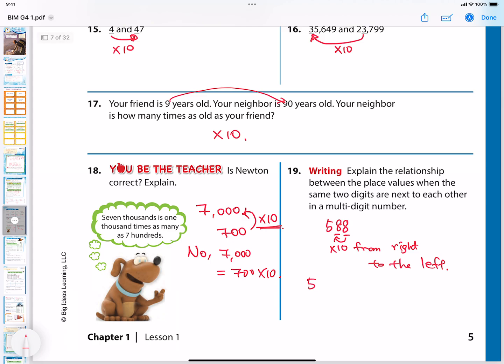I'm going to add this more, 588,000, let's say, and 279. Still, from these digits, 8,000 to 80,000, you need what? 10 times. When the digits are right next to each other, you simply notice the value of the left side has what? 10 times greater value than the number or digit to the right side. Okay? All right, let's move on.